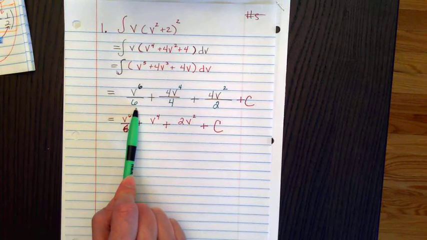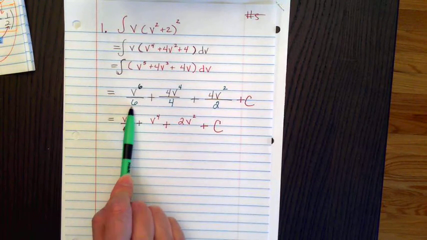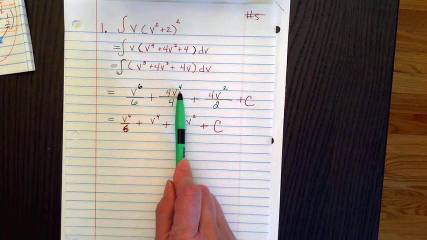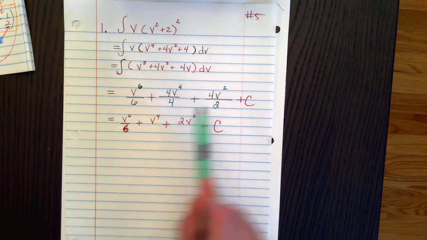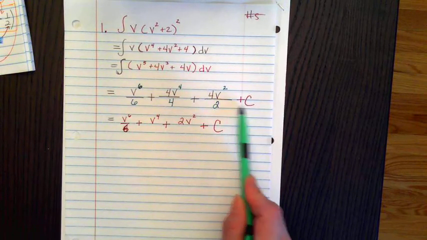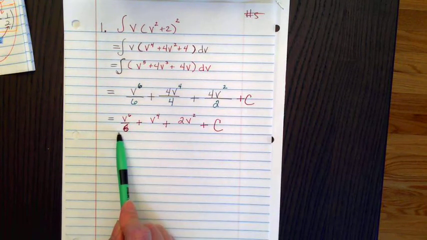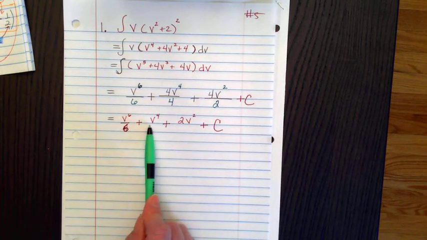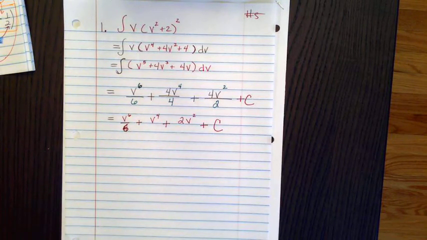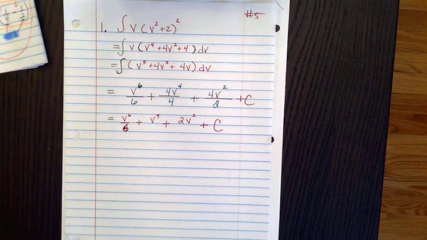So when we integrate v to the 5th, we get v to the 6th, and then divide by the exponent 6. Then 4v to the 3 plus 1, over 3 plus 1, plus 4v to the 1 plus 1, over 1 plus 1, plus our constant of integration. We simplify this, so we have v to the 6 over 6. The 4's reduce, so we have v to the 4. 4 divided by 2 is 2, so 2v squared plus C. And that's really all there is to it with evaluating an indefinite integral.